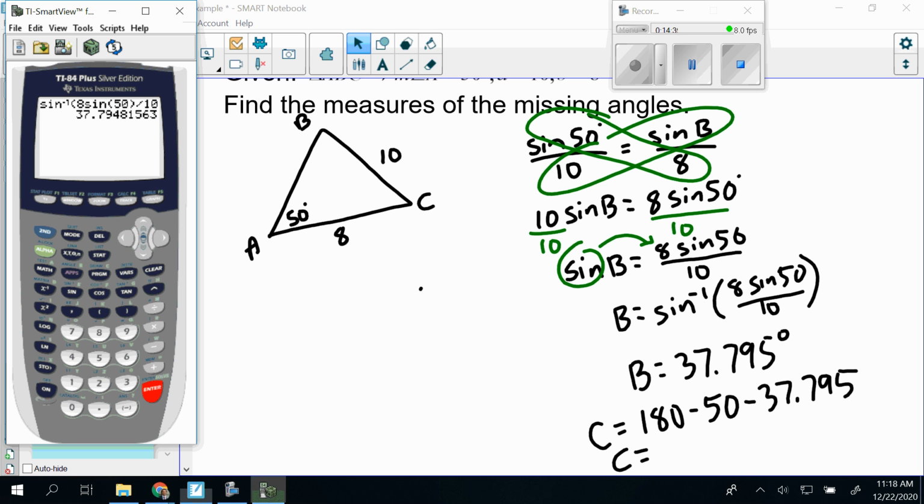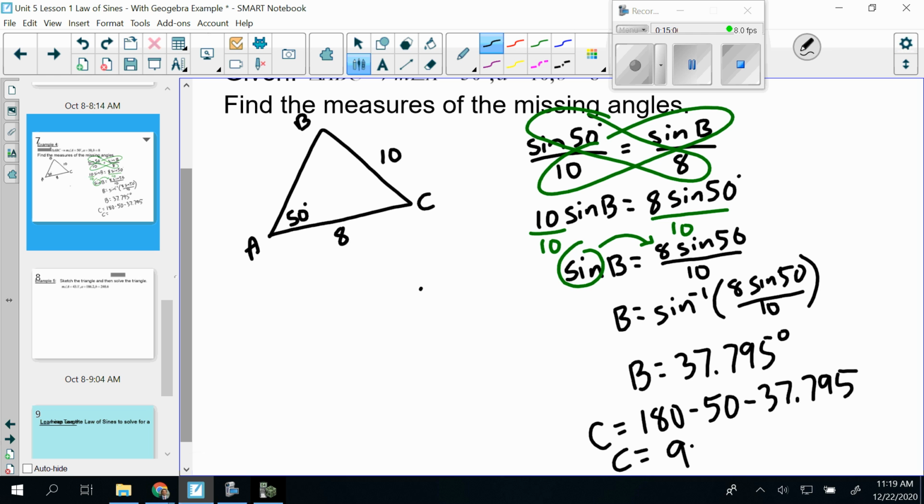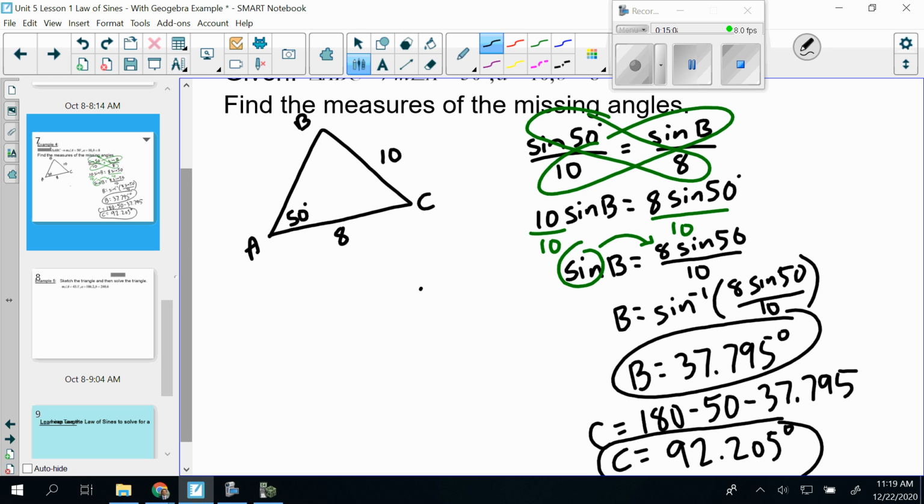We can put that in our calculator. Let's see what we get here. So we got 180 minus 50 minus, and I'll just type it in, 37.795. So it looks like angle C comes out here to be 92.205. So there's angle C for this one. There's angle B. We already got angle A.